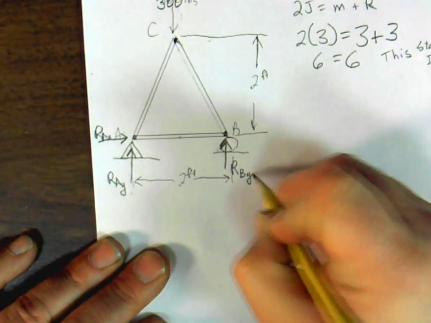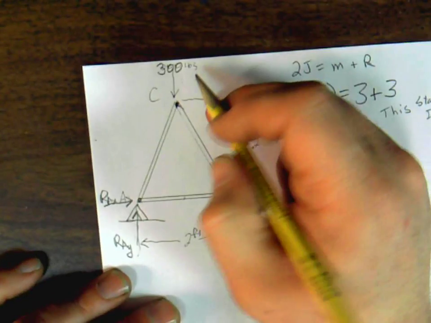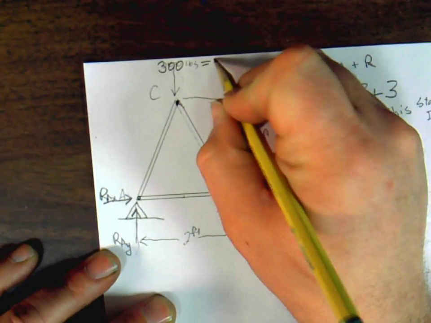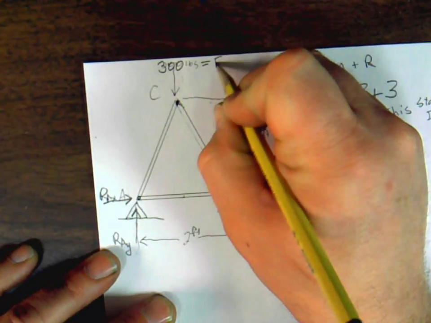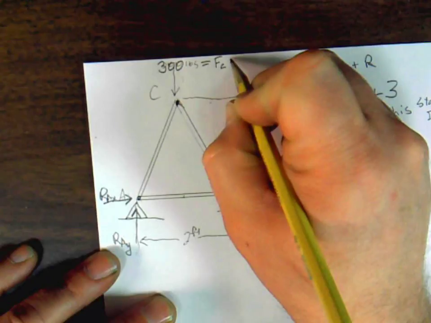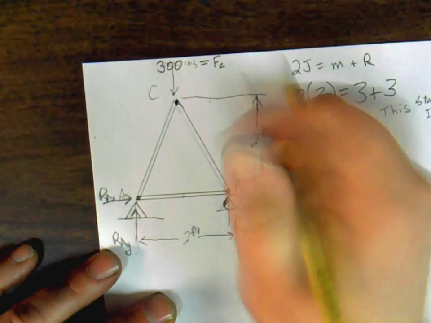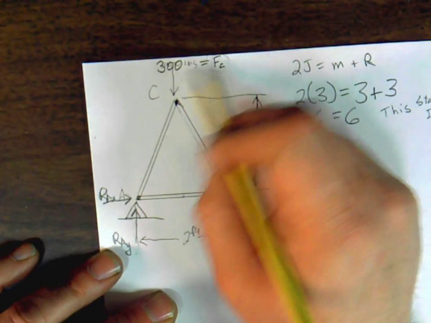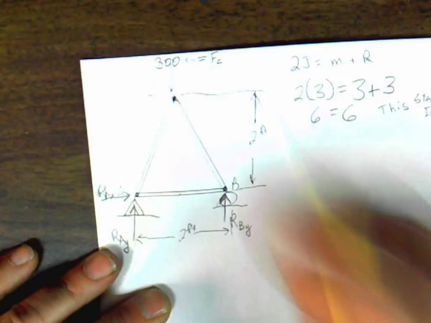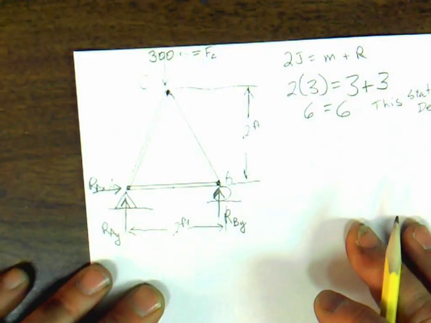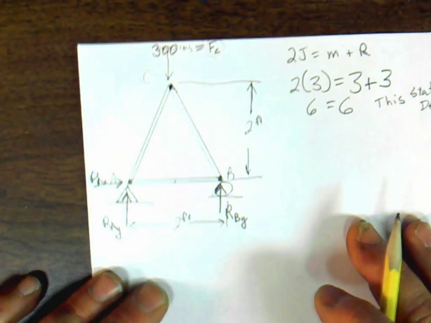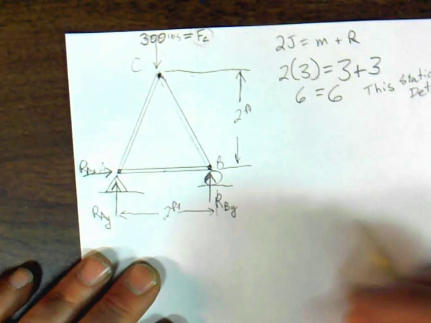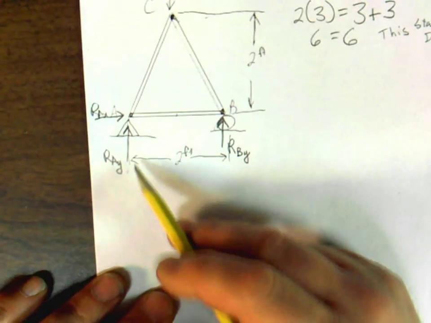And up here we see this 300 pounds. Well, that's really the applied force at C, so the force at C equals 300. I'm labeling this because I need you guys to start to look at these and consider these as variables, kind of setting up equations, because we're going to have to set up a lot of different equations as we go through. So now I've got my forces, they're labeled.